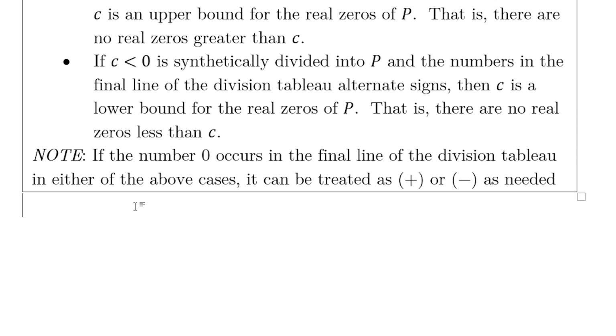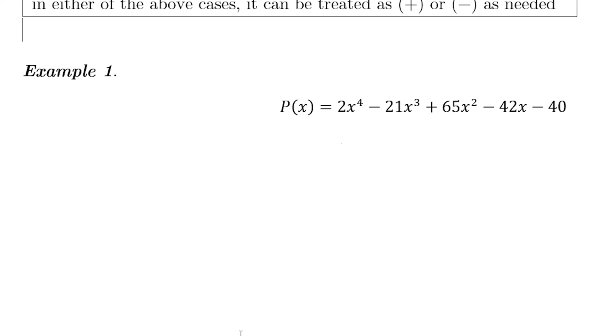Okay, let's have example number 1. Let's have this polynomial function. P of x equals x raised to 4 minus 21x cubed plus 65x squared minus 42x minus 40. Let's use the rational root theorem first to list all the possible rational roots or rational zeros of this function. So let's have the factors of P.